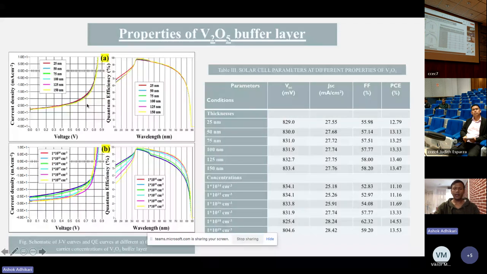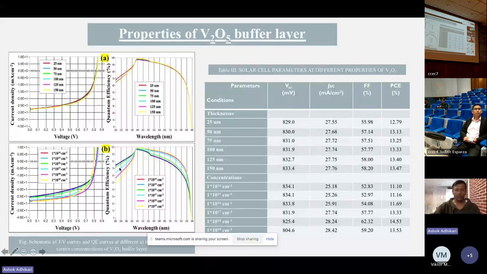Here we have varied the thickness over a very small range, from 25 to 150 nanometer of B2O5. The efficiency slightly increases up to 150. With high thickness, it would decrease due to the increasing series resistance and also the absorption of photons in the buffer layer. But in this case, it slightly increases after 50 nanometer, which might be due to the absorption of photons in the space charge region. However, at higher thickness, it can decrease the efficiency.